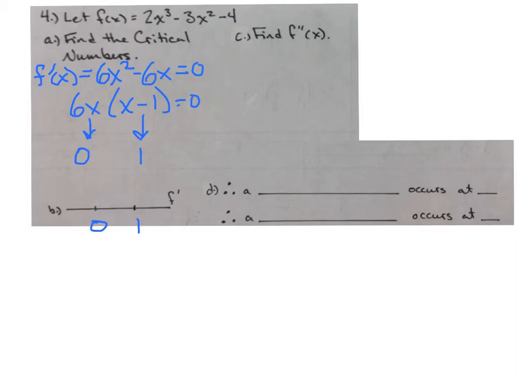So picking something less than 0, anything negative will make this negative, and it'll make this one negative, so overall positive. Going in between, this becomes positive, so the whole thing's negative, and then we pick something positive, everything's positive, and there's our sign chart.